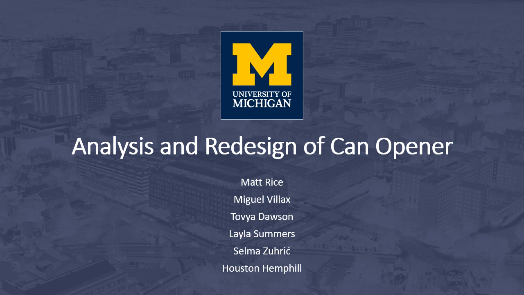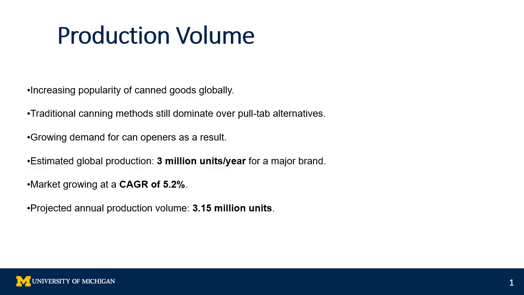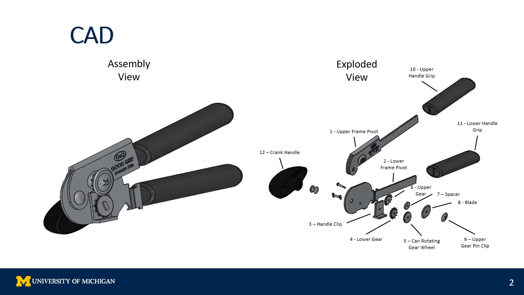This is the final presentation of the analysis and redesign of a can opener. As seen here, this is the production volume for the can opener. Given the growing demand for can openers and the CAGR of 5.2%, there's an estimated global annual production of 3.15 million units. The CAD for the can opener was obtained from GrabCAD.